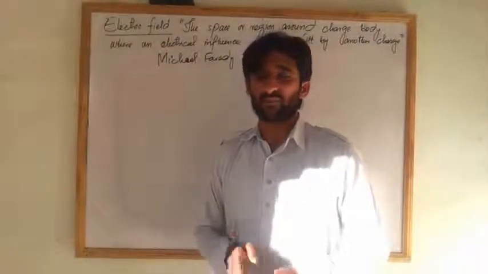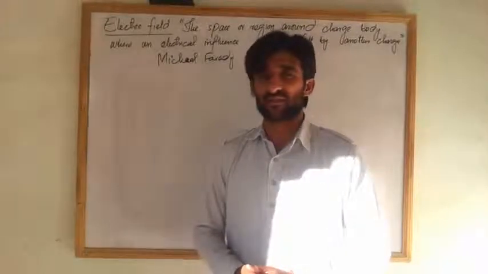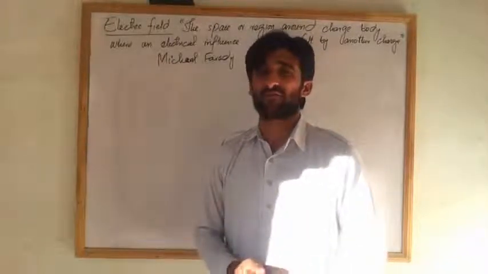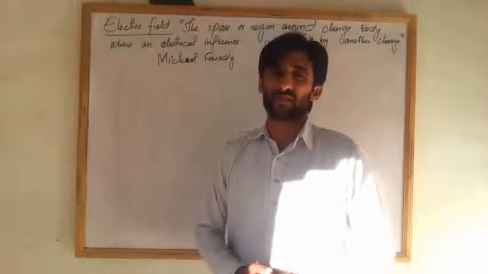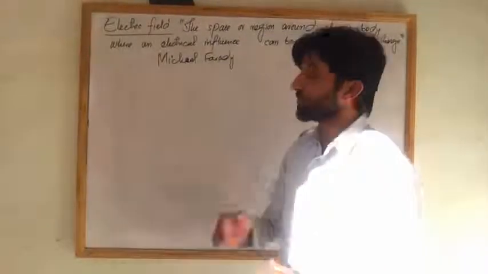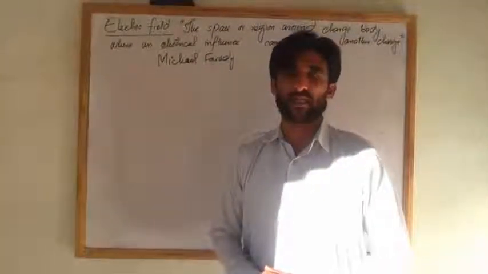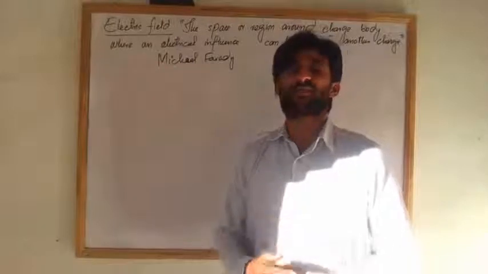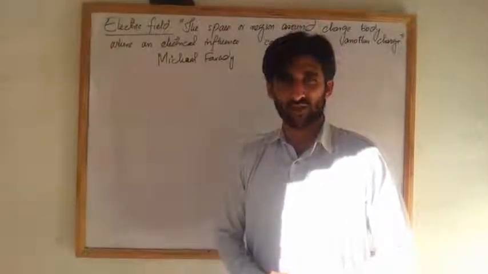surrounding it, that whenever another charge enters that medium or that surrounding space, then definitely it will experience some kind of a force on it. So he named it an electric field. How can we explain this electric field? We can say that the electric field is a space or a region around a charged body where an electrical influence can be felt by another charge.